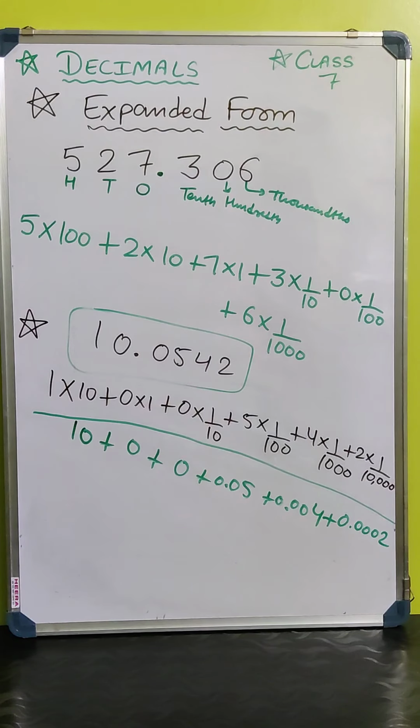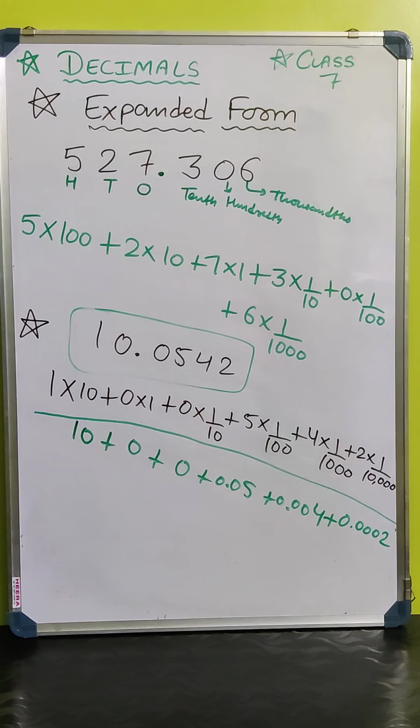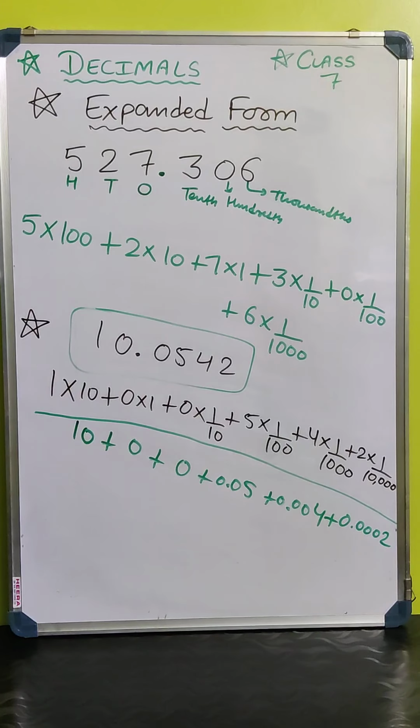So this is the basics of decimals. In this class we have discussed the place values, face values and the expanded form. In the next class we will discuss the conversion of different units: rupees, kilograms, meters, centimeters.